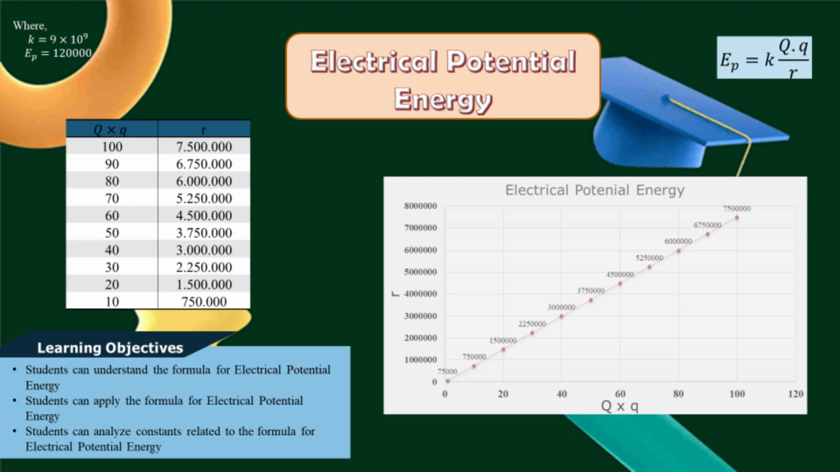The next phenomenon in electricity is about electrical potential energy. The learning objectives of this material are: first, students can understand the formula for electrical potential energy. Second, students can apply the formula for electrical potential energy. And third, students can analyze the constant related to the formula for electrical potential energy.